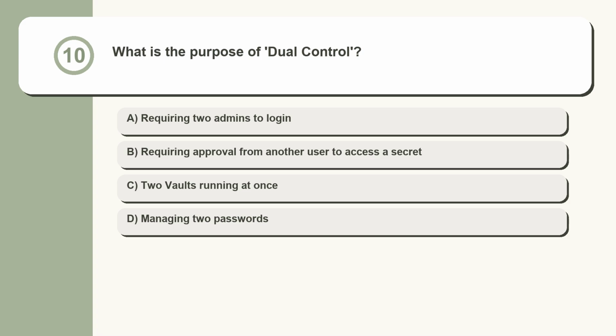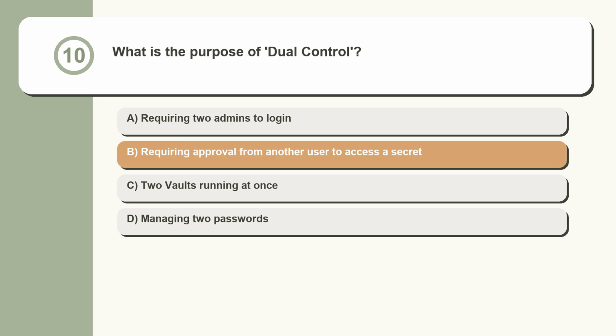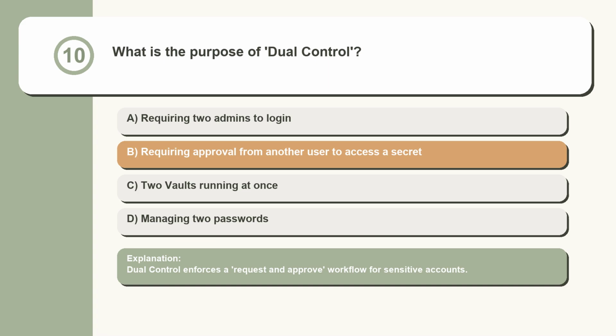Question 10. What is the purpose of dual control? Requiring two admins to login, requiring approval from another user to access a secret, two vaults running at once, managing two passwords. Dual control enforces a request and approve workflow for sensitive accounts.